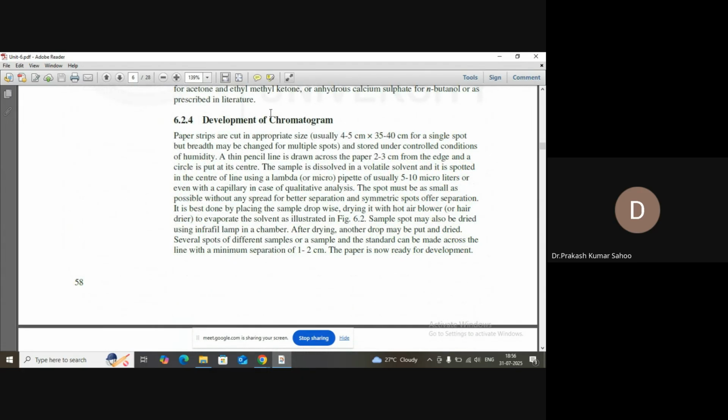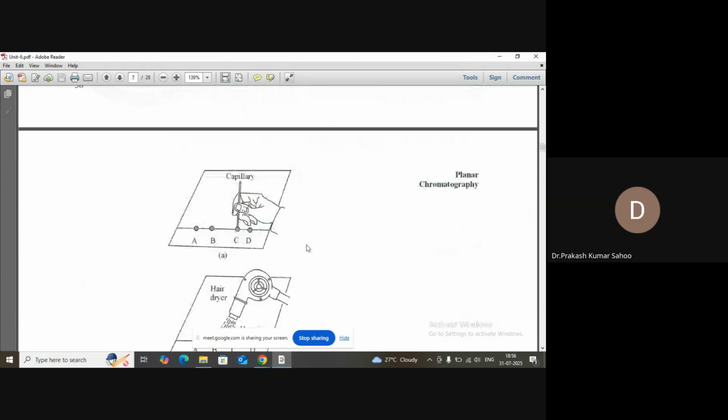For development of the chromatogram, take a paper. The paper size must be 4 to 5 centimeters in breadth and 35 to 40 centimeters in length. This is the breadth we have. And then put a thin pencil line after 2 or 3 centimeters. Then like this.